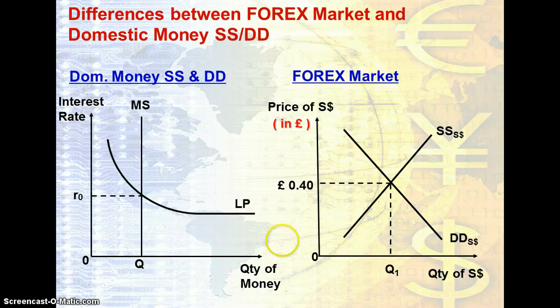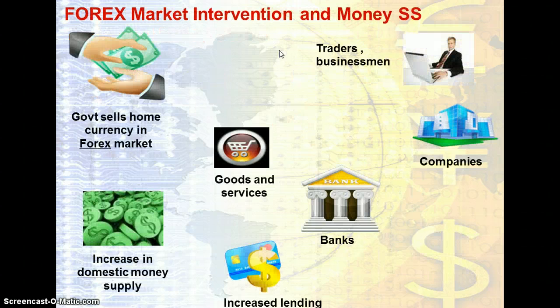So please take some time to draw these two diagrams in your lecture notes, then it can help you to understand the concept better. While there are differences between the forex market and the domestic money supply and demand, the foreign exchange market and the domestic money supply are closely linked. So how does the foreign exchange market affect the domestic money supply and vice versa?